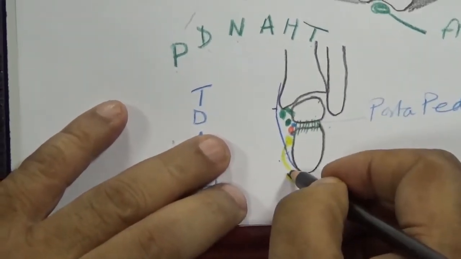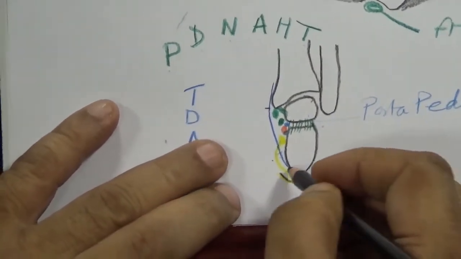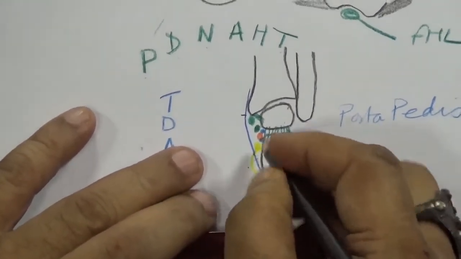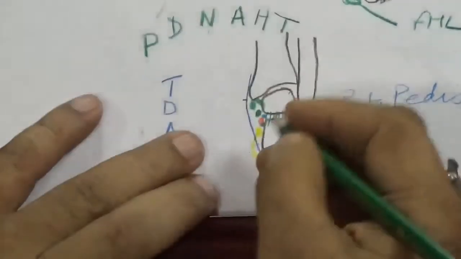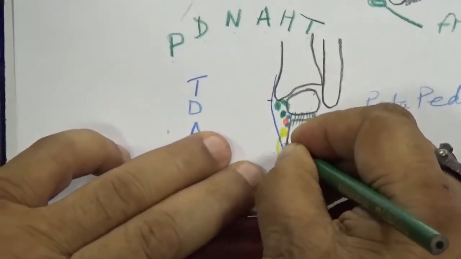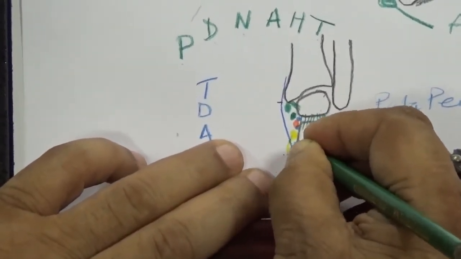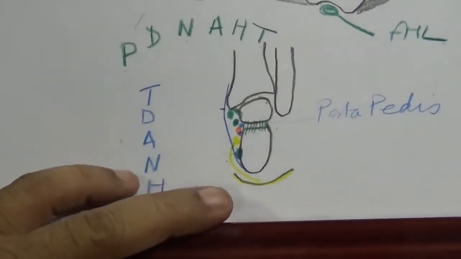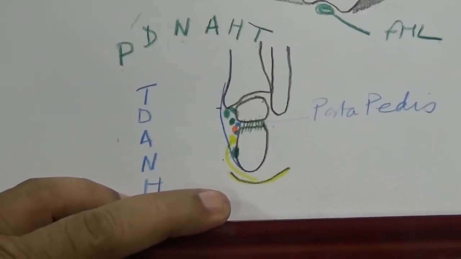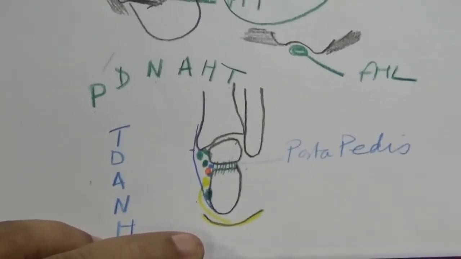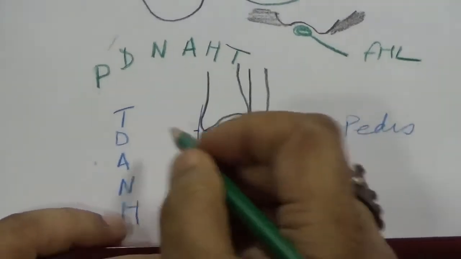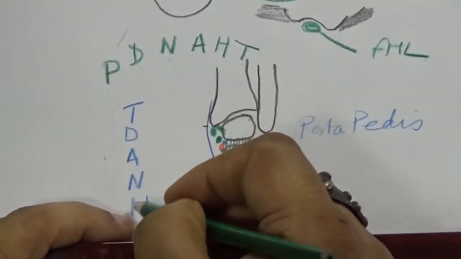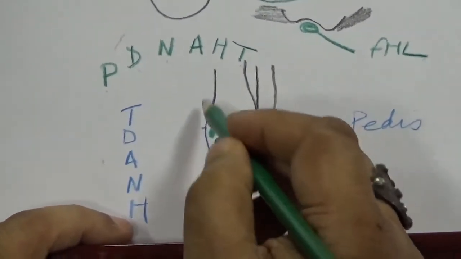Otherwise you may damage the posterior calcaneal branches. And then finally you have the flexor hallucis longus tendon. This flexor hallucis longus tendon is recognized because the muscle inserts onto it till last. The tendon is not a pure tendon.